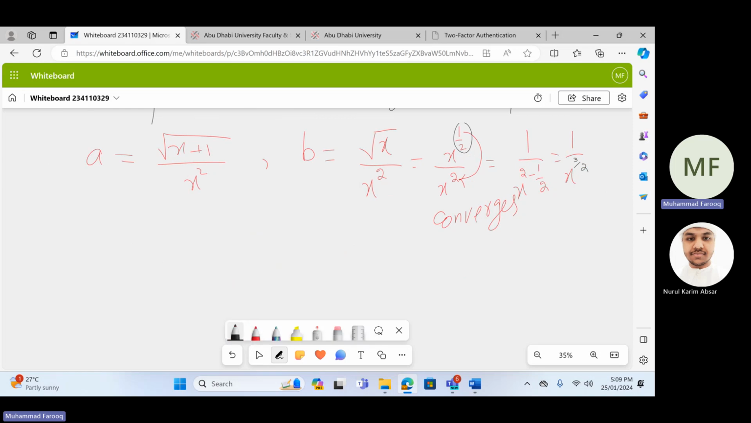LCD calculation: limit as x goes to infinity of A, which is square root of x plus 1 divided by x squared. Divide, change to multiply, and flip B. Please don't use the simplified one; use this one.